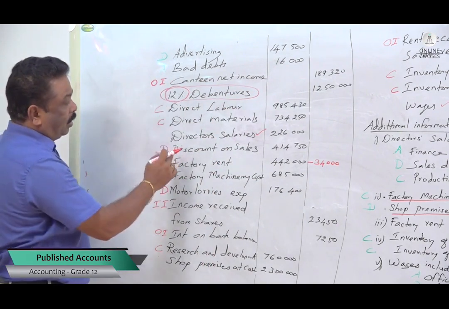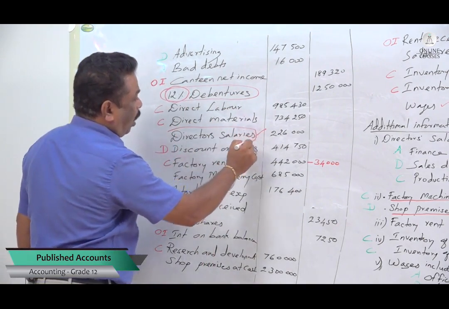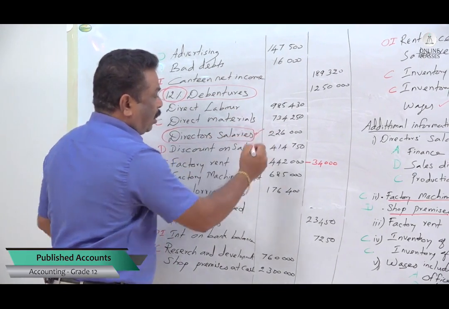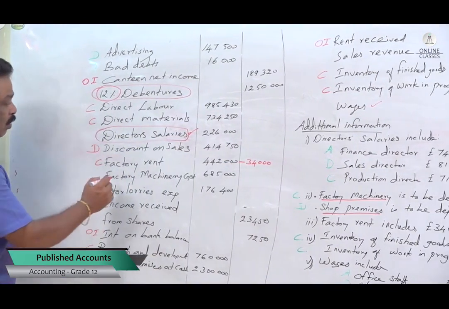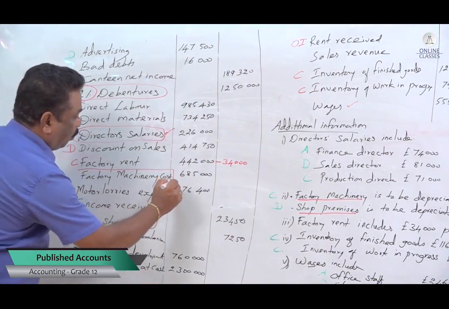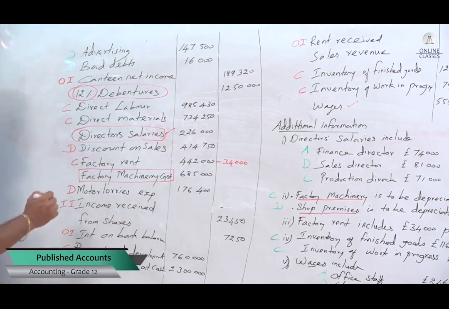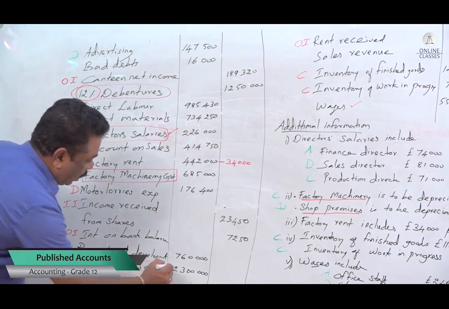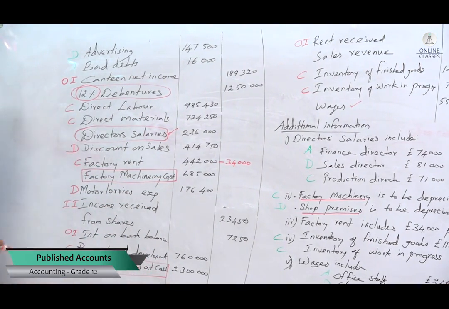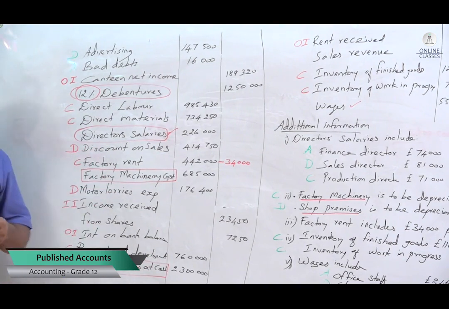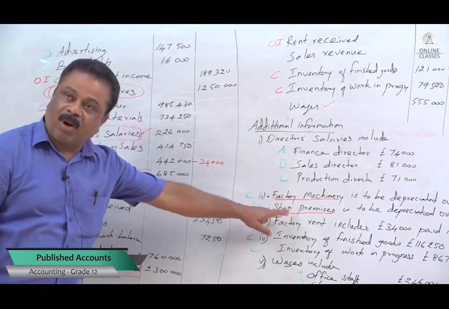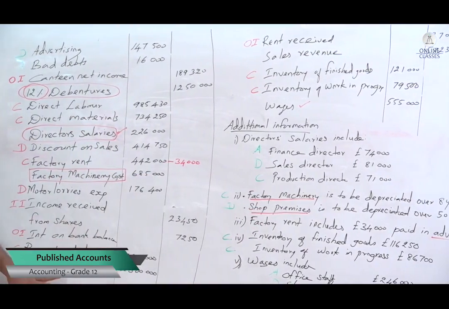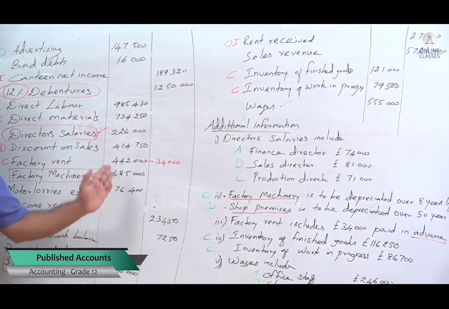Then if you notice here, this director's salaries is not marked. Why? Because I just put it here saying that it has been already classified and taken into accounts. Then if you notice factory machinery at cost and shop premises at cost, these two are not marked here. Why? Because both are non-current assets on which depreciation should be charged. Already we have marked the depreciation part on this. Therefore, no need of marking these things now. Hope you understood up to here.